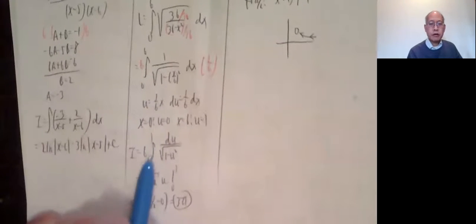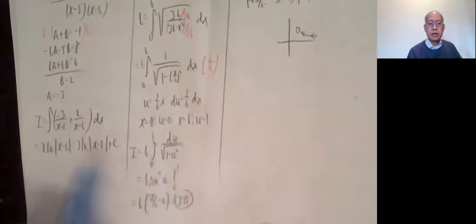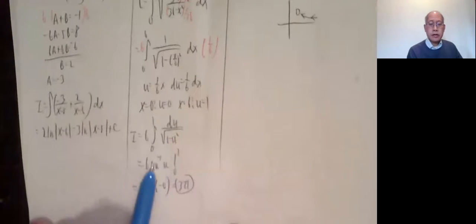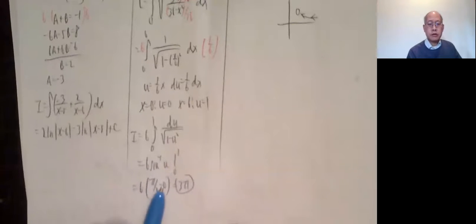So I have a 6 in front, integral from 0 to 1 of 1 over radical 1 minus u squared du. So that's equal to 6 times arc sine of u from 0 to 1. Arc sine of 1 is pi over 2. Arc sine of 0 is 0. 3 pi. And that's exactly what we got back over here also.